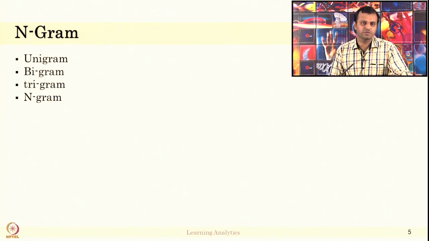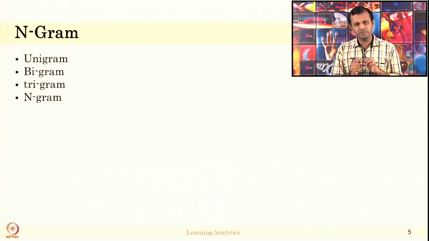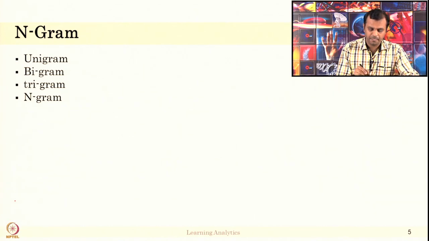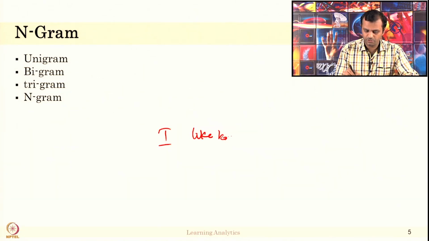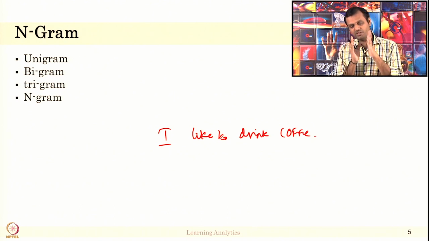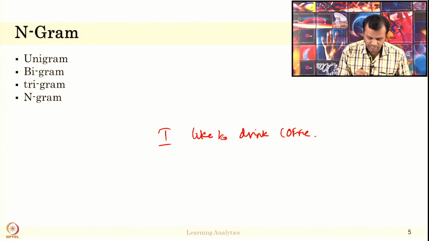It is basically a unigram, bigram, trigram or n-gram. Given a word, it is very simple. Given a sentence, say, I liked to drink coffee, something like that. If I say unigram, I want to create a dictionary with all the single words in it. So the unigram dictionary will be simple.